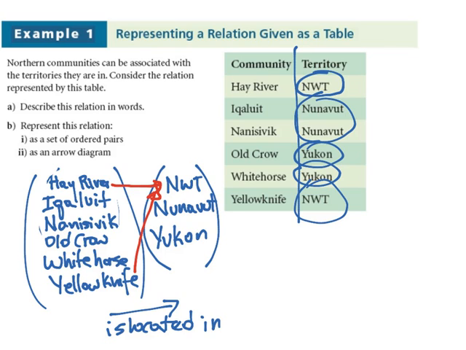So Iqaluit is in Nunavut. So is Nanisivik. And the last ones: Old Crow is in Yukon. And Whitehorse also is in Yukon. And this is the first example of an arrow diagram. Let's take a look at a different example.